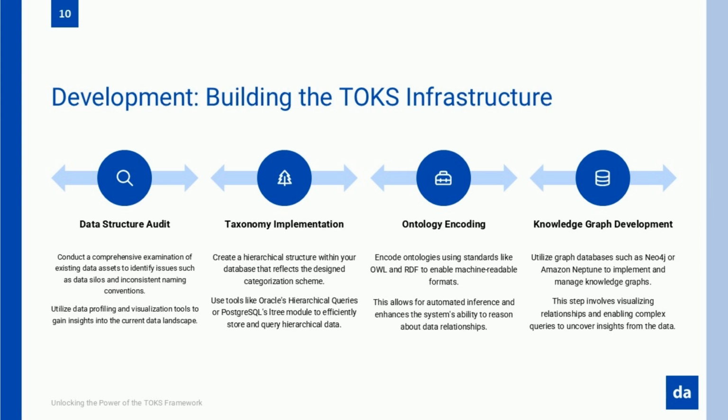Let's shift gears from theory to practice and explore how we can transform our TOKS vision into a tangible working system that revolutionizes our data processes. Building a robust TOKS infrastructure is a complex but rewarding endeavor that requires careful planning and execution. The first step in developing a TOKS infrastructure is implementing taxonomies in database systems. This involves creating a hierarchical structure within your database that reflects the categorization scheme you've designed.